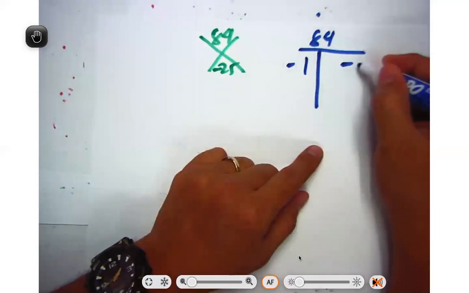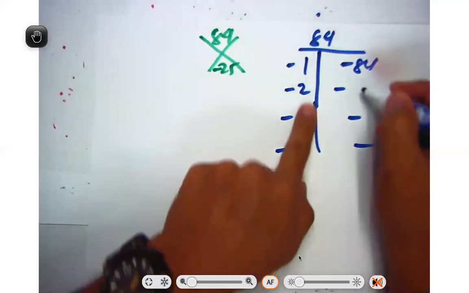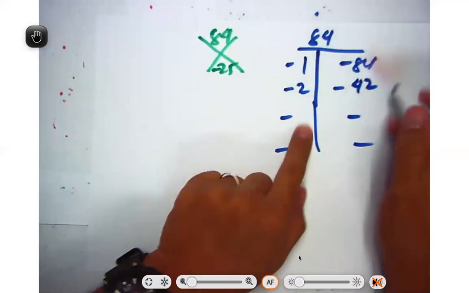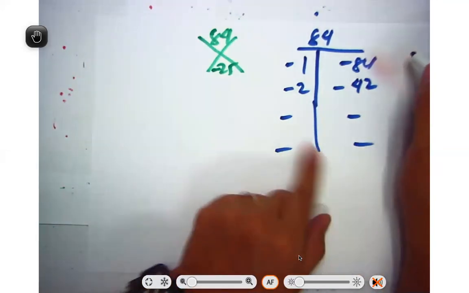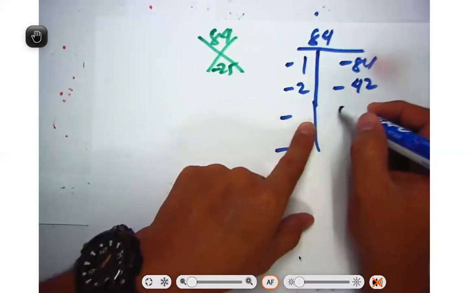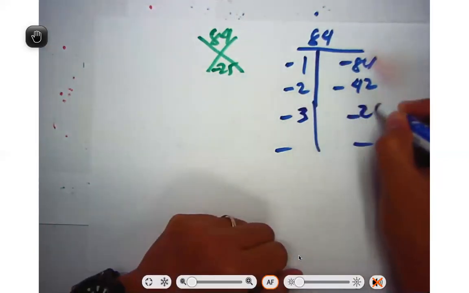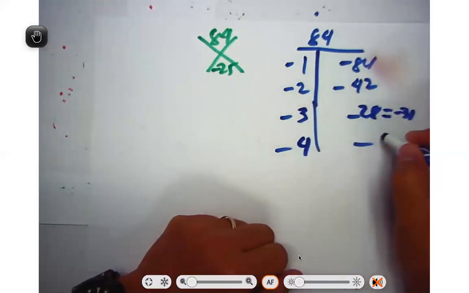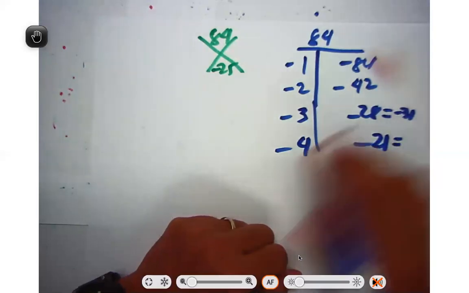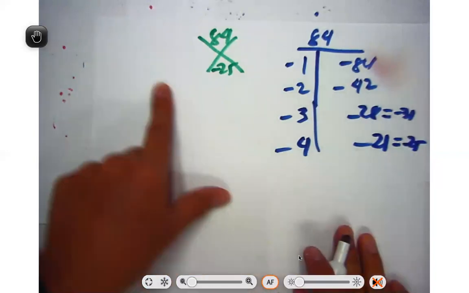All right. Of course, we can try every factor. We can have 1 and 84. What else? We can have 2 and 42, but the sum is not negative 25. We can try 3. Is it possible for 3? What's 84 divided by 3? 28. So 3 and 28, but the sum is negative 31. Divisible by 4, yes. All right. 4, 21. What's the sum? Negative 25. Now we found the correct factors.